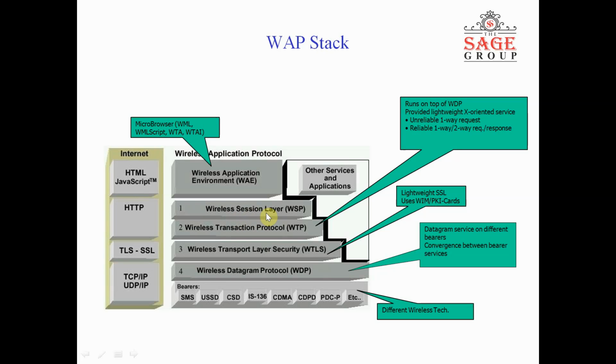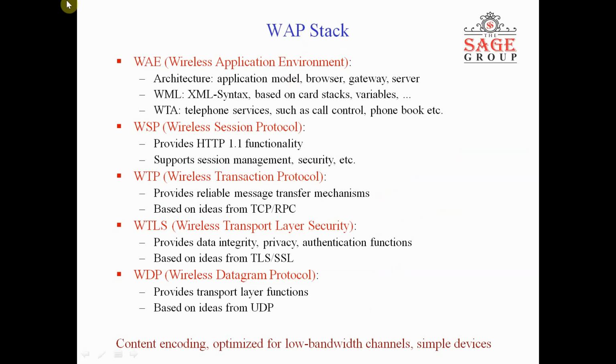Second is the wireless session layer. It sends the message to the transport layer, which it received from the wireless application environment. The wireless transport layer can provide a lightweight, transaction-oriented service, which is unreliable one-way, reliable one-way, and reliable two-way request and response. Third is wireless transport layer security. Lightweight SSL is used in this.